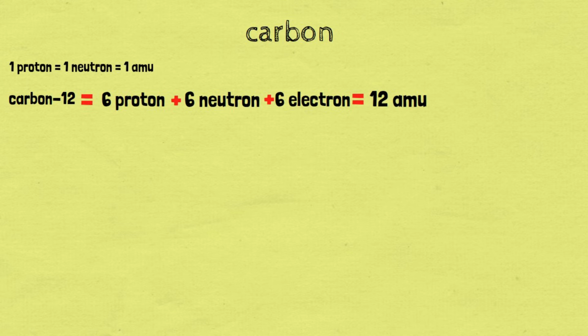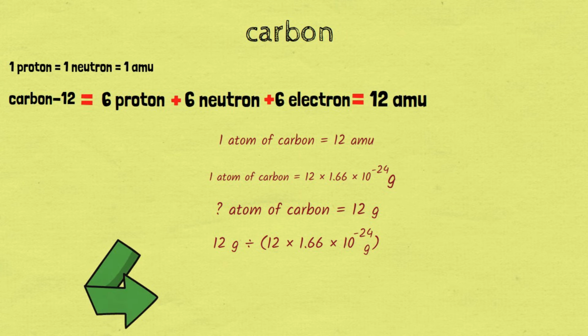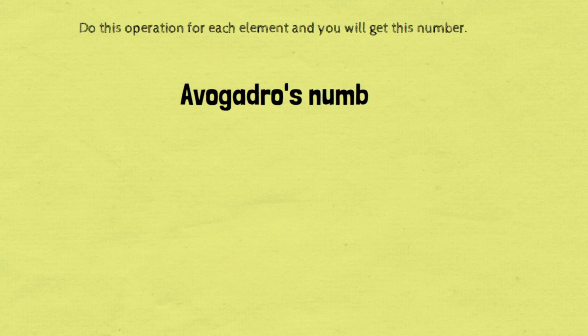We remember the mass of 1 AMU from the previous example. Now we count the number of carbon atoms in a 12-gram sample of carbon. Do this operation for each element and you will get this number. This number is called Avogadro's number and is represented by Na.